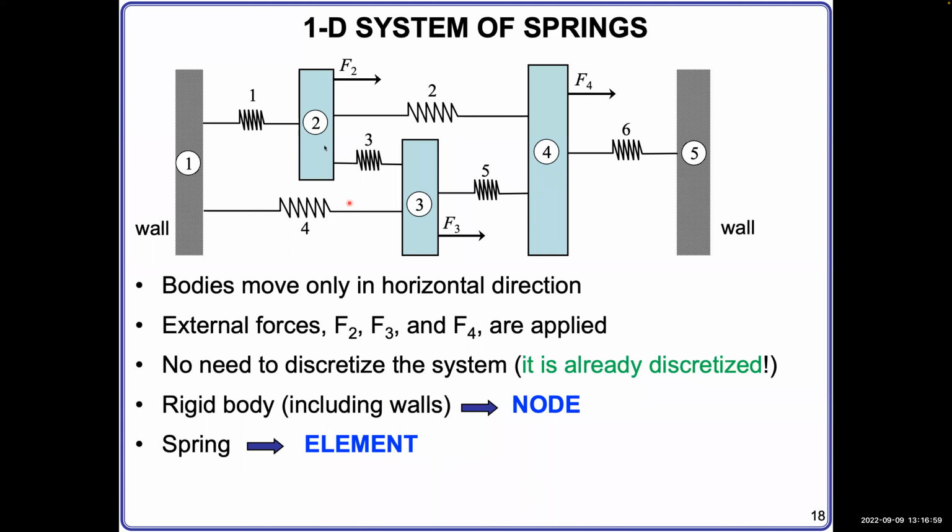Each connecting point, we call it a node, and the wall is also a connecting point. Okay, so now you know the convention to denote the node is to use a digital number enclosed by a circle. That is nodes. For the elements, we use just the number.